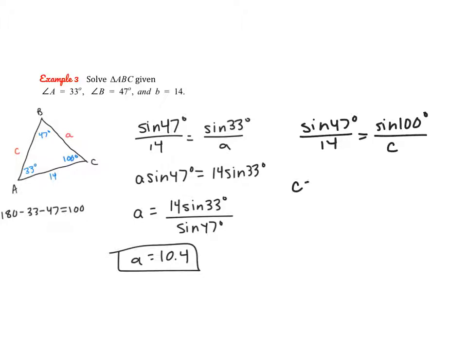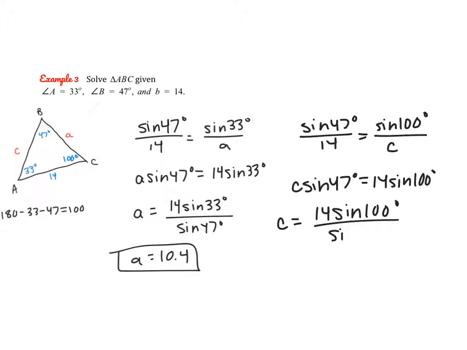So now we can cross multiply. C times sine of 47 equals 14 times sine of 100. And we can divide both sides by sine of 47 degrees. And then once again, we can get a decimal approximation of 14 times the sine of 100 divided by the sine of 47 degrees. And we should get approximately 18.9.